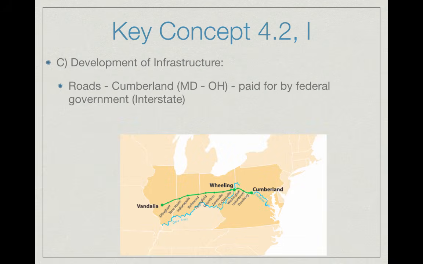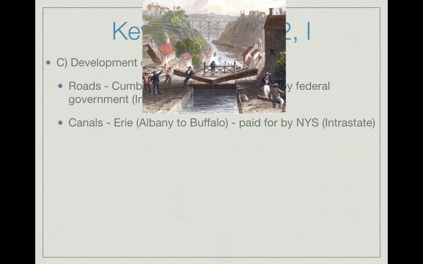We have roads such as the Cumberland Road, which originally connected Cumberland, Maryland to Ohio, and then is extended as far as Illinois later on. And this was paid for by the federal government because this involves interstate commerce, or trade between two or more states. That's an example of an interstate improvement. Canals, specifically the Erie Canal, which connected Albany to Buffalo and really New York City via the Hudson River as well. This was paid for entirely by New York State because this is an example of intrastate trade, or trade only within one single state.